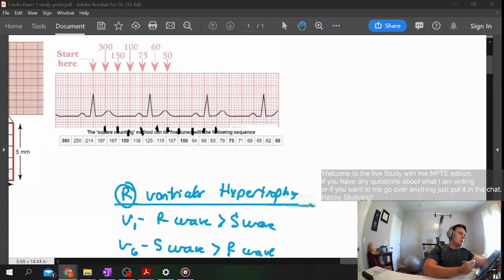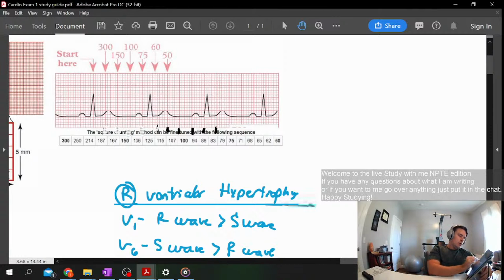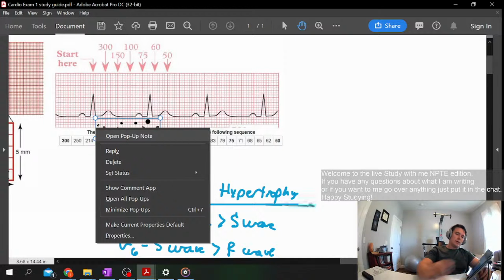So what they say here, you can remember that. Or you can say 1, 2, 3, 4, and this would be 5 here. So you can take 300 divided by how many boxes are in between the top of the R wave, QRS, R wave, yep. So that's 1, 2, 3, 4, 4 boxes. So 300 divided by 4. You could do that. If you don't like math, you could just count it up and go from there.